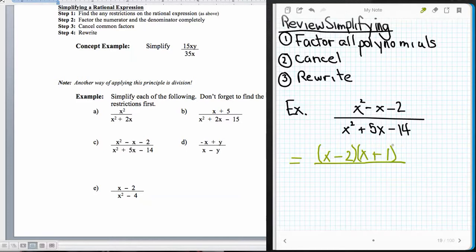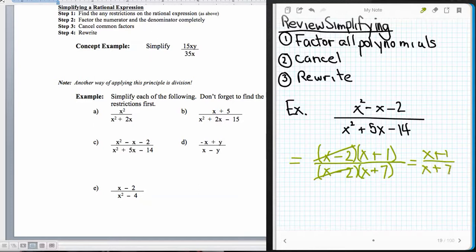Now going down to the denominator, the same thing. I need the factors of 14 that give me a difference of 5, so I take an x and an x for the first factors, because that's the only way x squared factors, and the factors of 14 that are going to give me a difference of 5 are 7 and 2. I need a positive 5, so I need a positive 7, and I need a negative 2. Now once the numerator and the denominator are both factored, I cancel. One of these factors goes with one of these factors, and then I can rewrite this. This is x plus 1 over x plus 7.